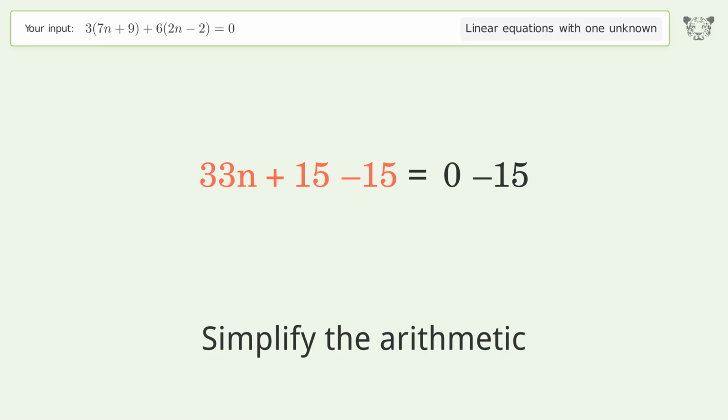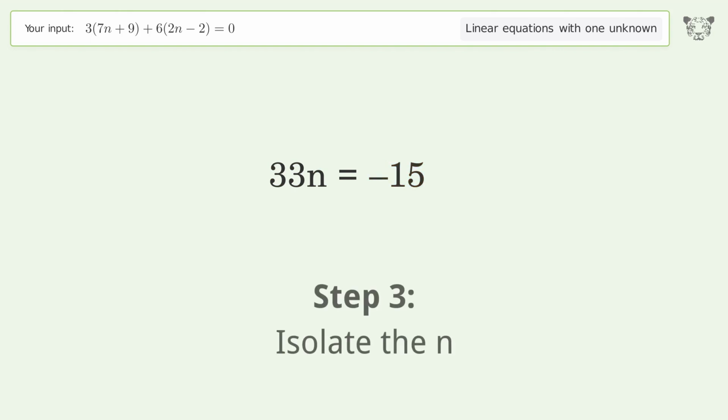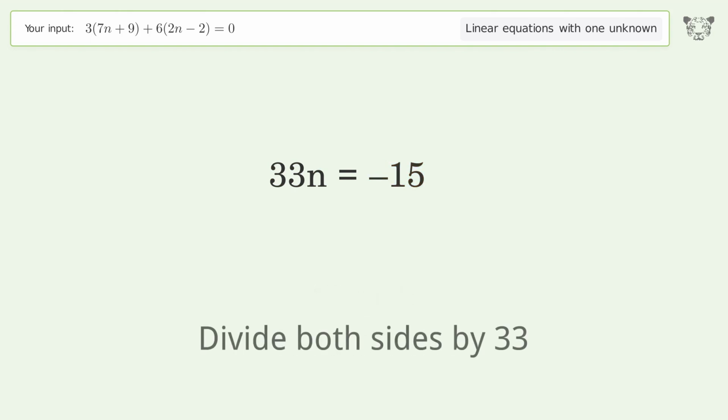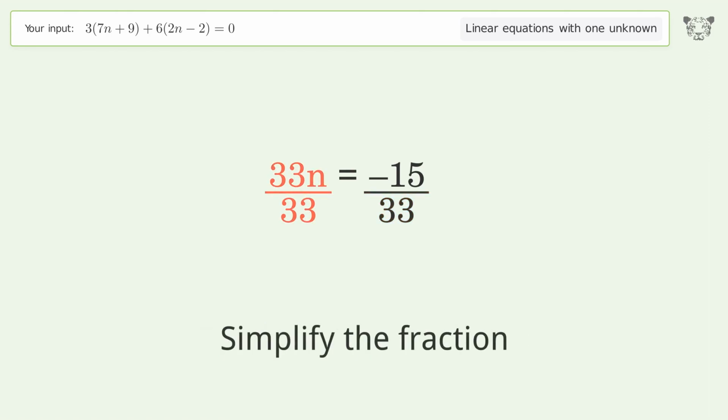Simplify the arithmetic. Isolate the n. Divide both sides by 33. Simplify the fraction.